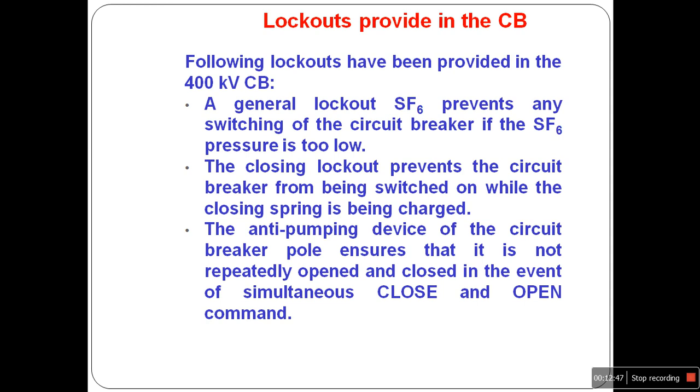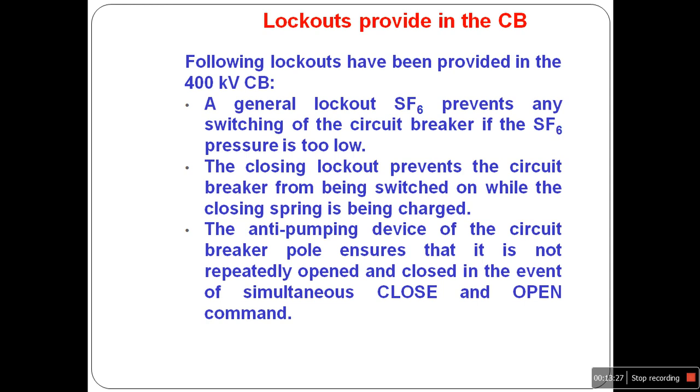Now it comes to lockouts provided in a 400 kV circuit breaker. There are three types of lockouts provided in a 400 kV circuit breaker. Number one, a general lockout. A general lockout prevents switching of the circuit breaker if SF6 pressure is too low. Why has this lockout been provided? Because if the SF6 gas pressure is low, its dielectric strength will be low, so arc quenching will not be possible and it may damage the circuit breaker.